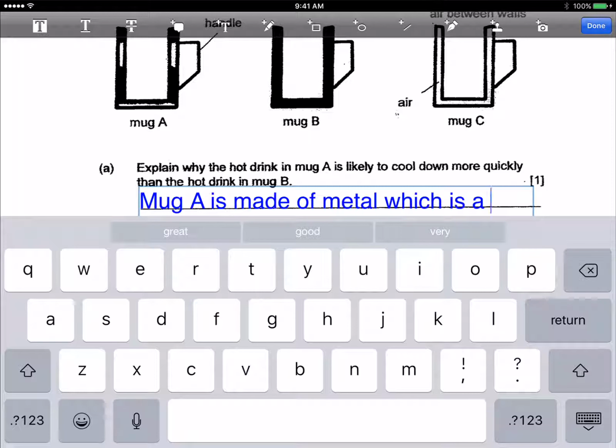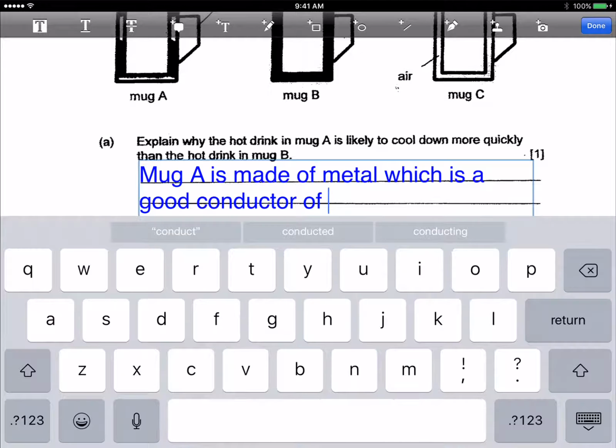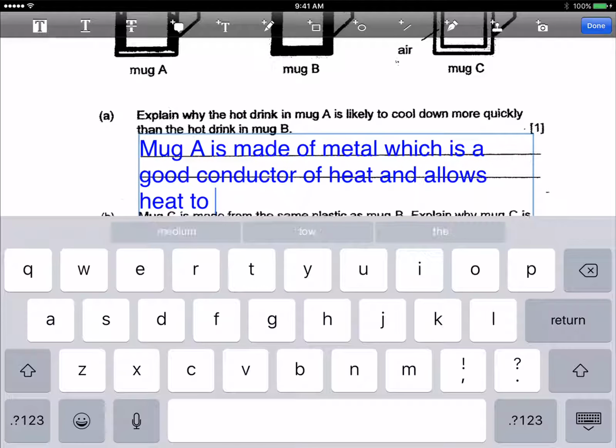Okay, come. So mine is made of metal, which is a good conductor of heat and allows heat to be lost quickly to the surroundings.